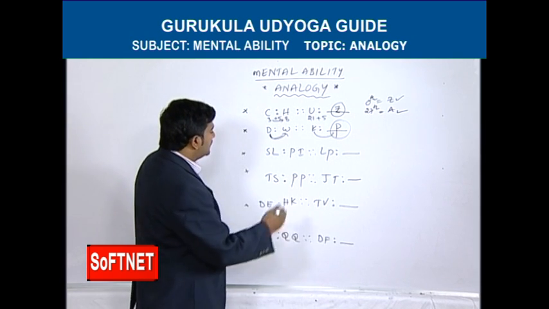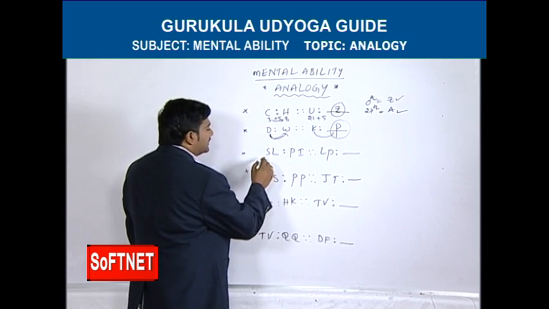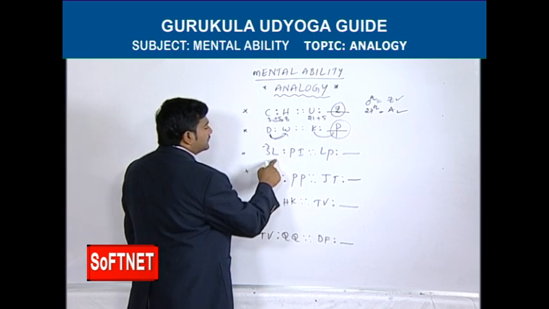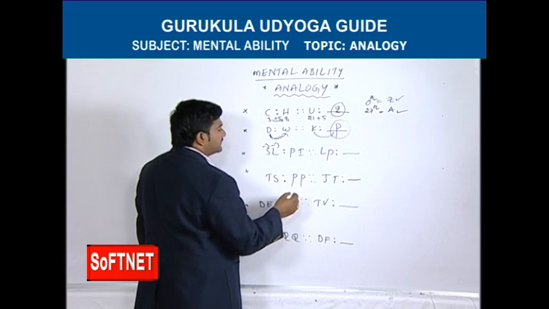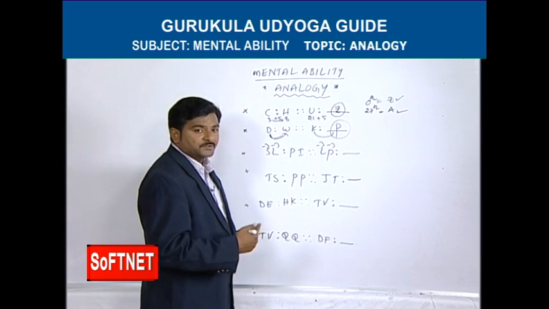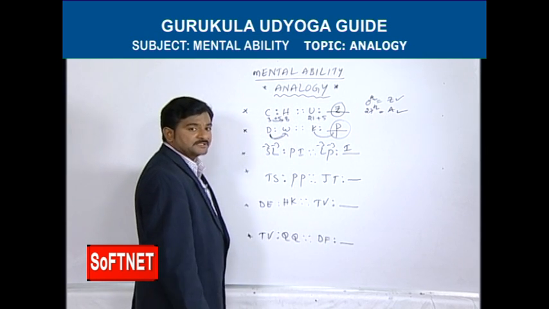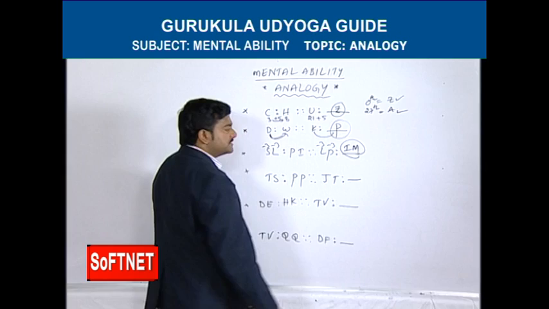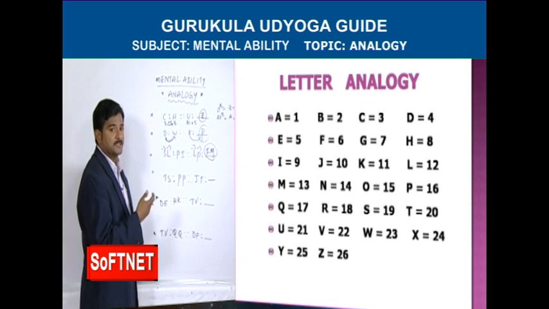Now, SL is to PI as LP is to dash. See, S means 19, P means 16, so it reduced by 3. L means 12, I means 9, again reduced by 3. That's why it is very clear. We have to reduce 3 from these two letters. L means 12, 12 minus 3 is 9, which is I. P means 16, 16 minus 3 is 13. The 13th one is M. Okay, it's very clear, simply minus 3, that concept.